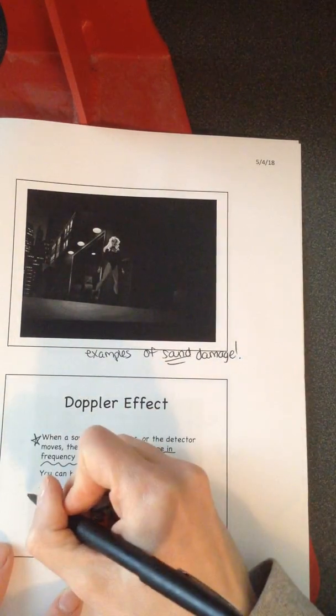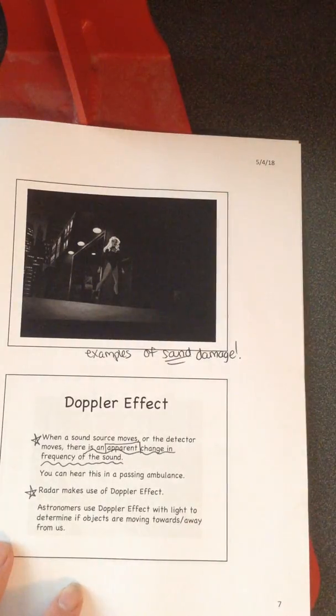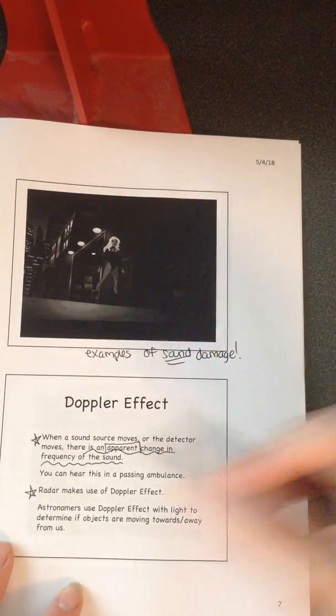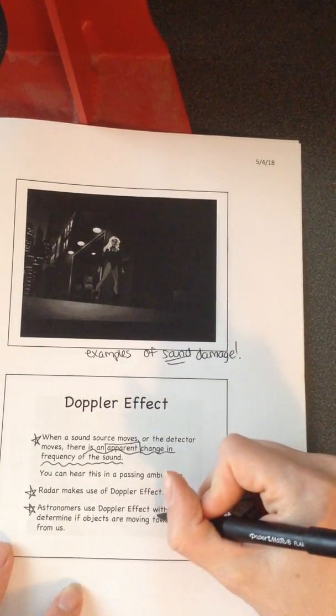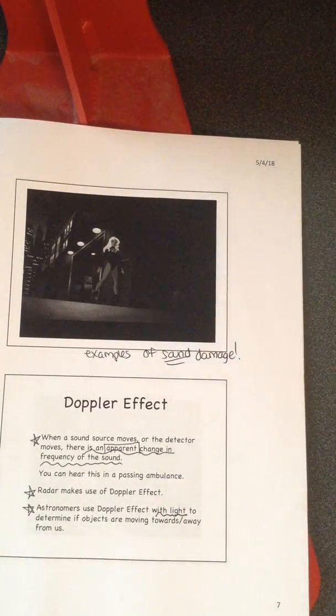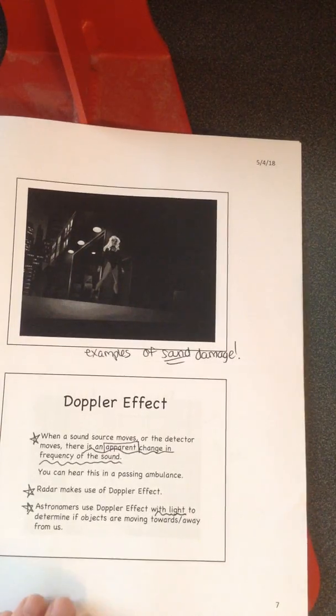And then just some real life examples for the use of the Doppler effect. We know our meteorologists use it, so the radar makes use of it. And then our good old astronomers also make use of the Doppler effect, but they're using light to determine if the objects are moving away or towards us. And once again, when you guys are done with the notes, I have a quick little simulation that can give you a good visual of this Doppler effect, of the frequency and pitch and what's happening between them.